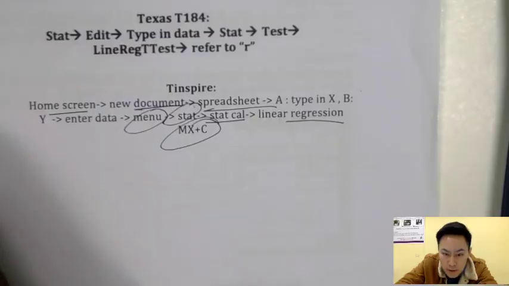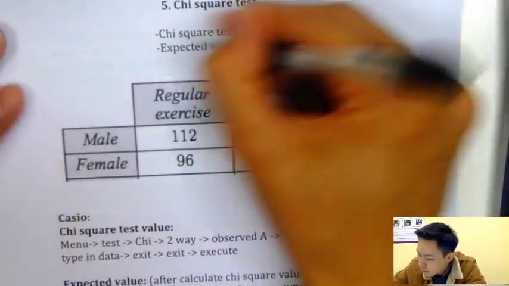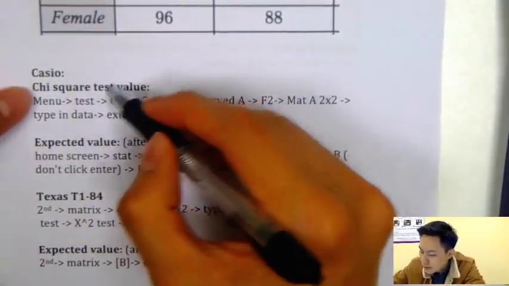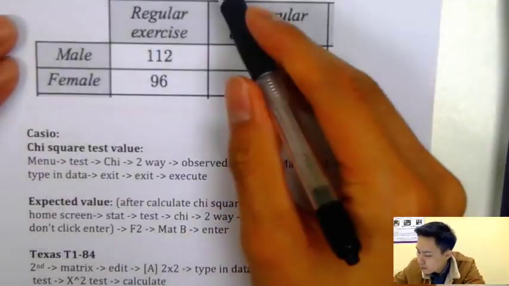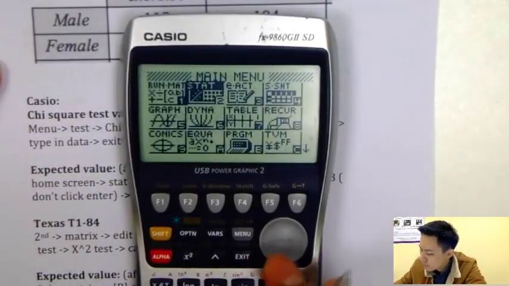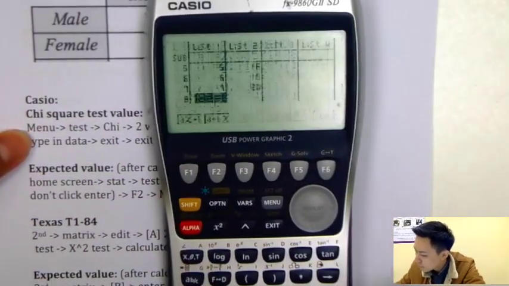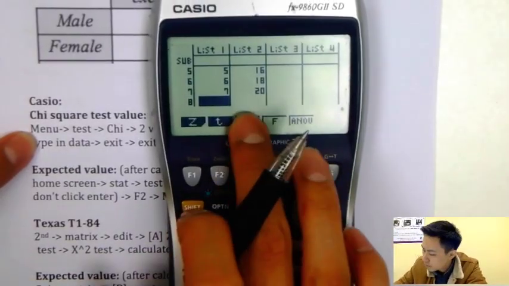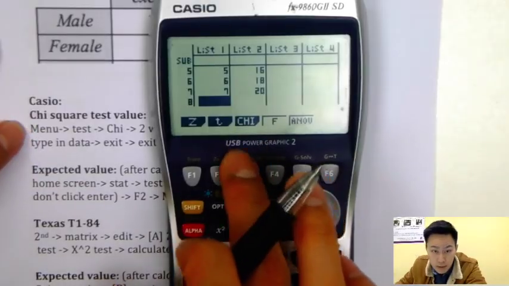Okay, so next page. This page is for the chi-square test. You can see the chi-square test value. So we have a table here, right? So for Casio, how do you find the chi-square test value? For the Casio model, you can go to menu, and then this time you go to statistics, then Test, and then you can see the chi-square test.